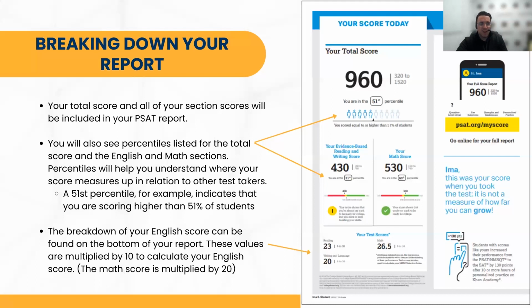And it also shows readiness things, right? It shows a green check mark under the math that you are on track to be ready for college. And that score on the English part, they're saying is almost on track.